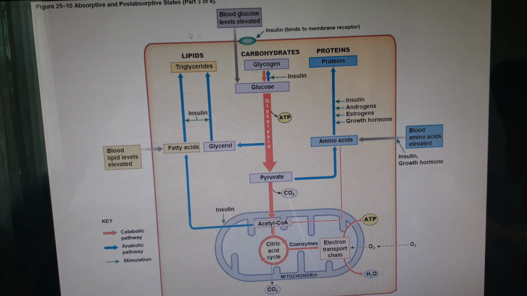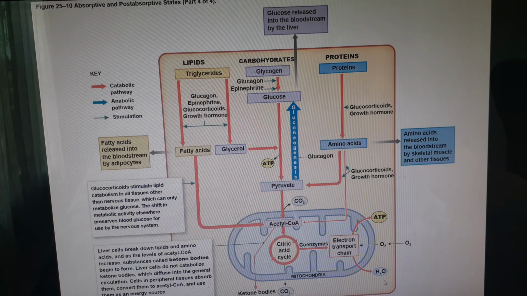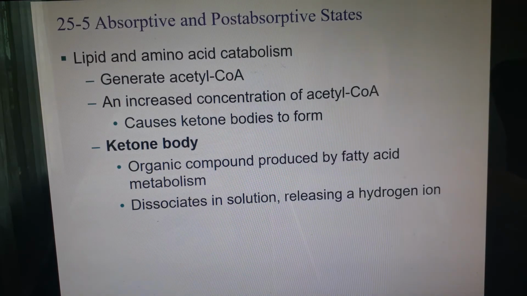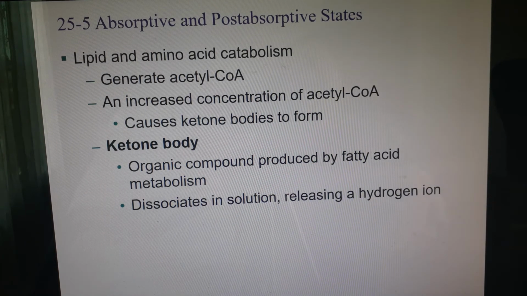All right, this graphic is showing you how all components, whether they're fats, carbs, or proteins, can all be fed into the citric acid cycle and the different sub-processes. Okay? And some things are going to go off to the electron transport chain and give us ATP there. Now, when we break down lipids or amino acids, we're going to generate acetyl-CoA, which we know is the first step of the citric acid cycle.